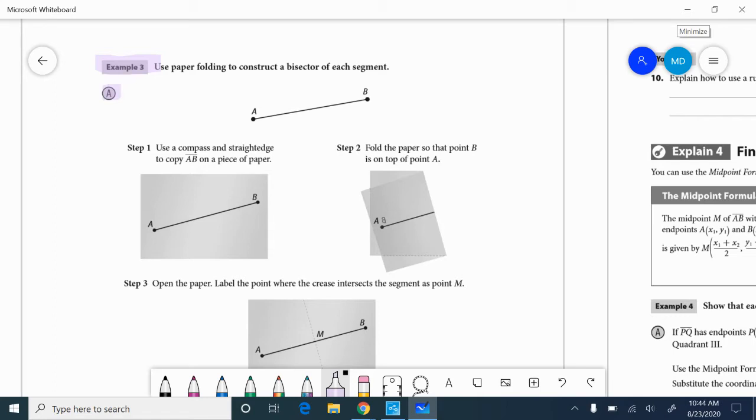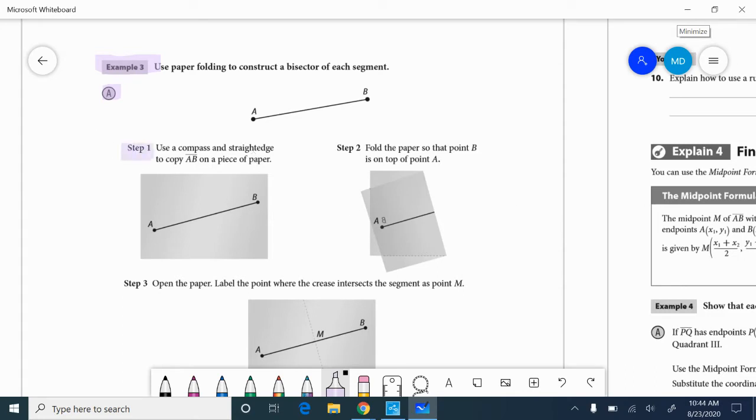Step one, use a compass and straight edge. So again, this is something that is in theory how you could do it. I'm not asking you to necessarily do this, okay? Because you do not have a compass at home. A straight edge could be a ruler because it has a straight edge, but it doesn't necessarily have to have any marks on it. It's anything whose edge is straight. That's a straight edge.